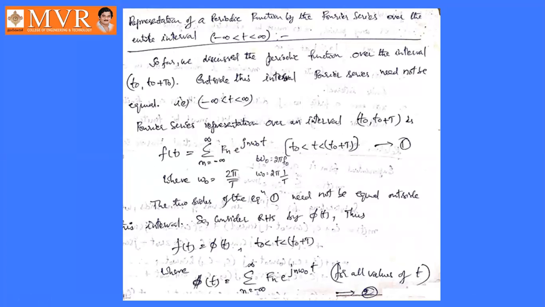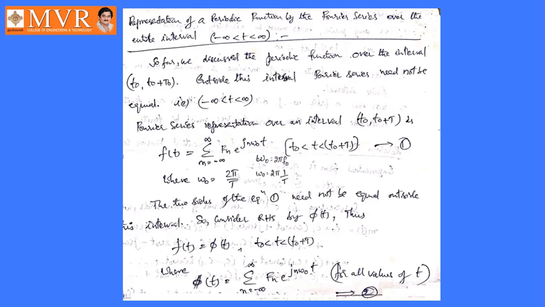Now we are going to discuss the representation of a periodic signal, a periodic function, by the Fourier series over the entire interval, not a limited interval. Entire interval means from minus infinity to plus infinity. So already we discussed the periodic function over the interval t naught to t naught plus t. So that is some limited interval. Outside this interval, the Fourier series need not be equal. Beyond that interval, that is from minus infinity to plus infinity, it need not be equal.